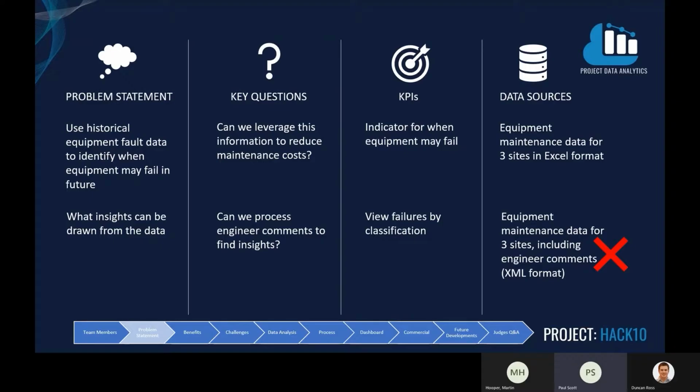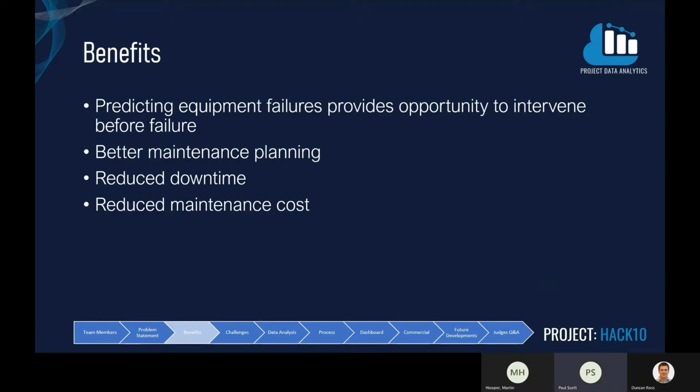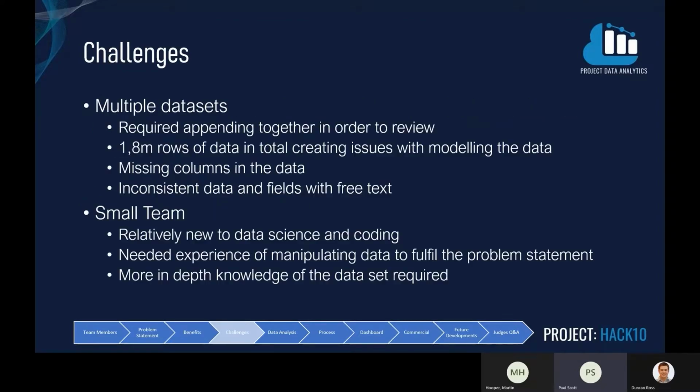The data was from 3 assets in Excel format, but prior to the challenge, there were 3 XML files, but these were removed due to anonymization concerns. The benefits include, but not limited to, predicting equipment failures and to give an opportunity to intervene before failure. In addition, better maintenance planning, less corrective maintenance, therefore reduced downtime and reduced maintenance costs. No cost data was provided, so this is an assumption.